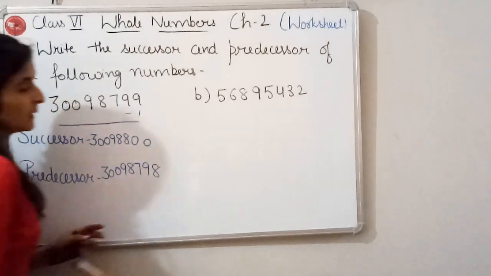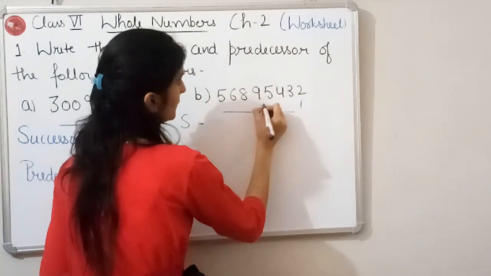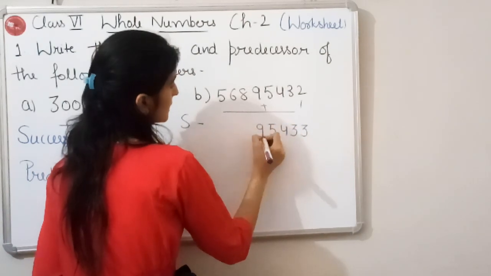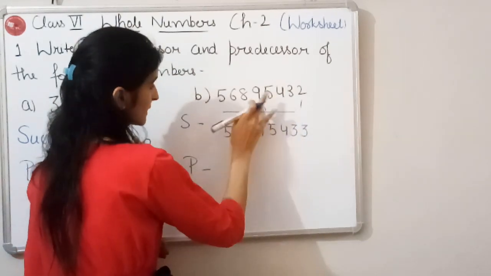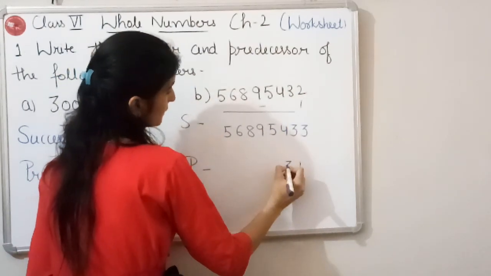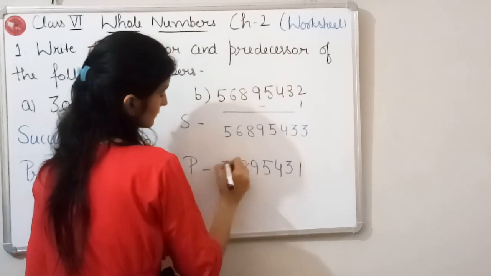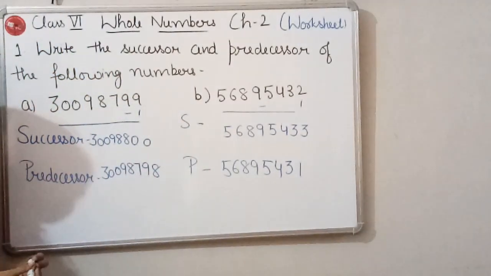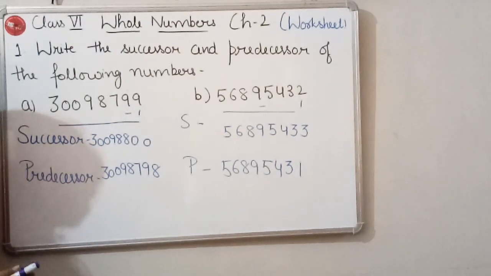Now let's come to our B part. Here again, for finding the successor, we will add 1 to the given number. 2 plus 1 is 3 and the rest of the digits will remain the same. And likewise for finding the predecessor, we are going to subtract 1. So 2 minus 1 is 1 and the rest of the digits will remain the same. Okay children, so this is the solution of your first question, A and B part. That was about finding successor and predecessor.